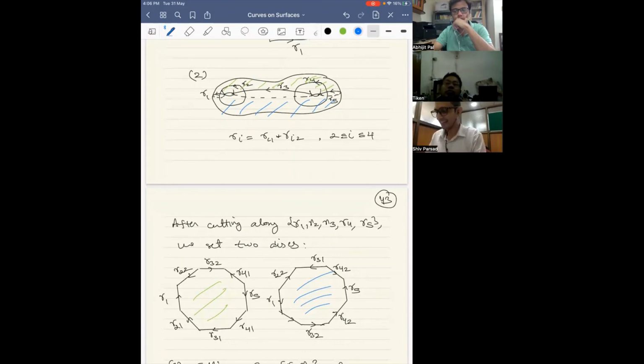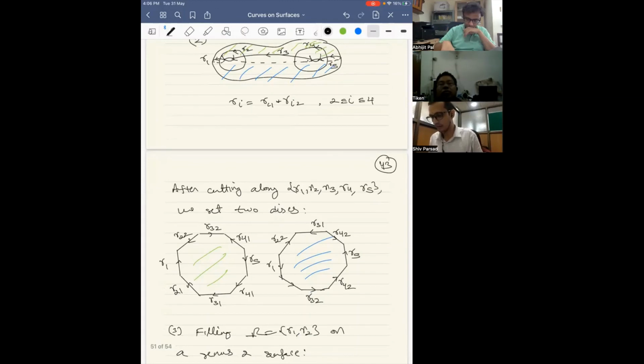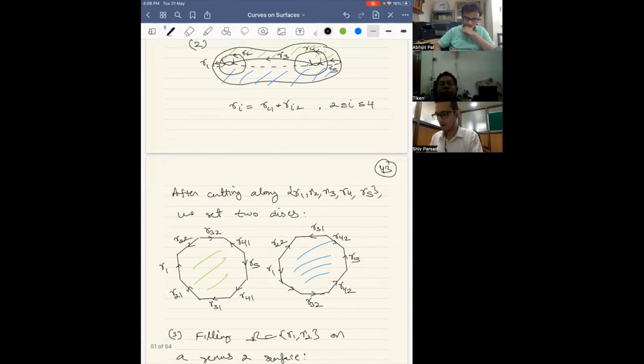And actually you can keep track of this gluing process. For example, let gamma i be the union of two arcs, gamma i1 concatenated with gamma i2, for i from 2 to 4, that is for the curves gamma 2, gamma 3, and gamma 4. In this picture, for example, for gamma 3, the upper arc is gamma 3 1 and the lower one is gamma 3 2. So you can divide each curve into two arcs. If you do that for gamma 2, gamma 3, gamma 4, you will get this identification. You cut and you can explicitly see how this is happening.